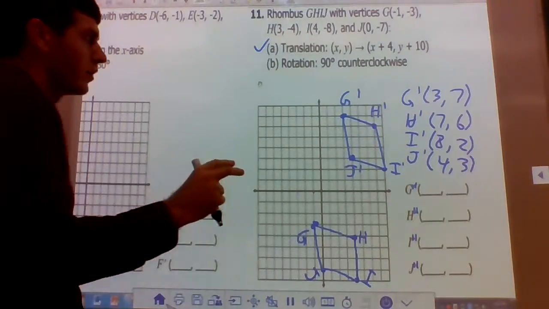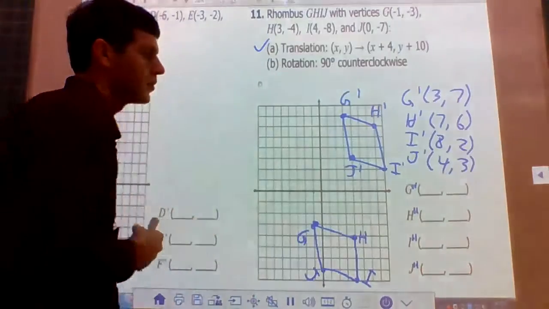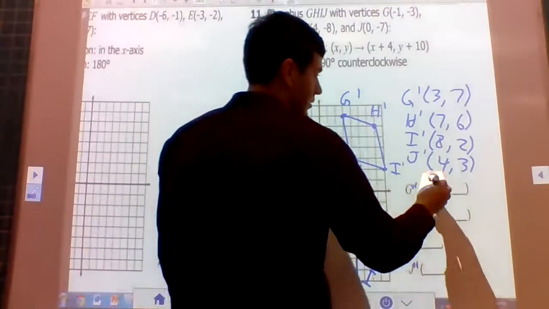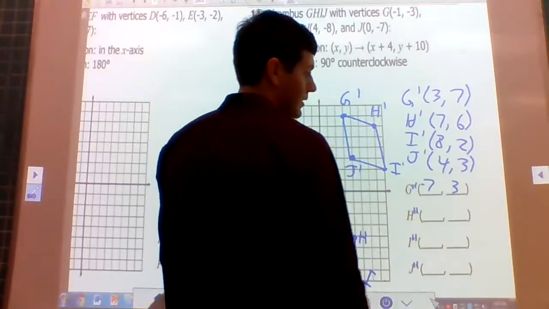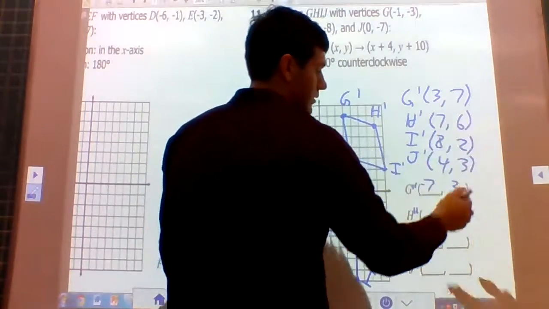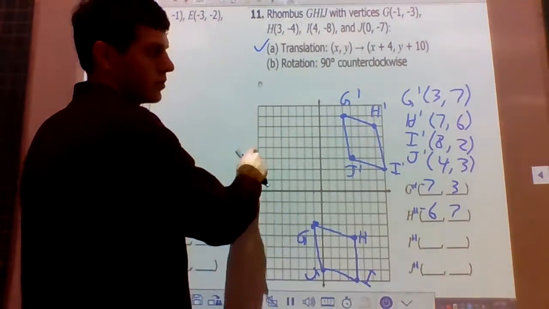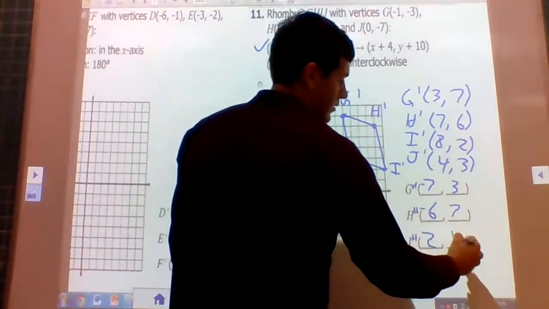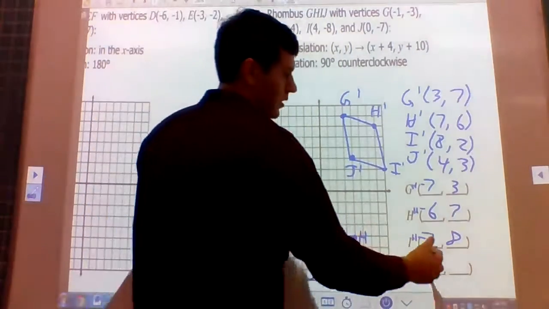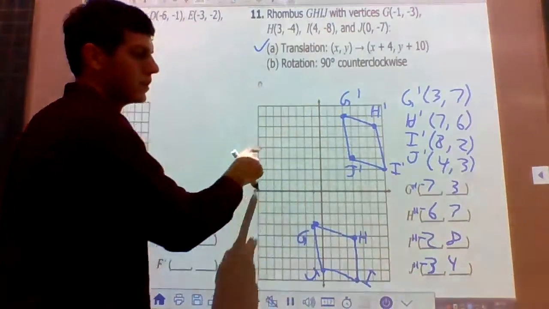So again, counterclockwise, all these points are in quadrant 1. They're going to all end up in quadrant 2, which are going to be negative and positive. So first step is switch them. So 7, 3, we get a negative because it's going to be in quadrant 2. I switch them, so we get 6, 7. Again, that's a negative in front because we're going to be in quadrant 2. Like 2, 8. Okay, negative in front of 2 because we're going to be in quadrant 2. And then 3, 4, negative in front of the 3 because we're going to be in quadrant 2.